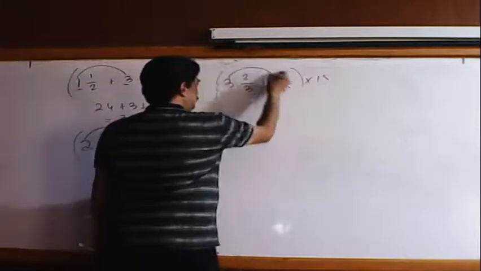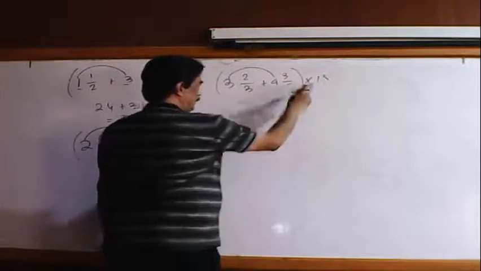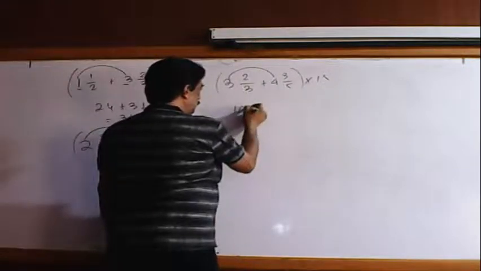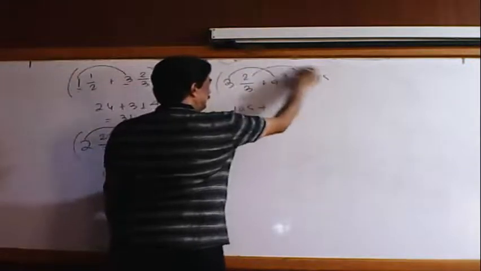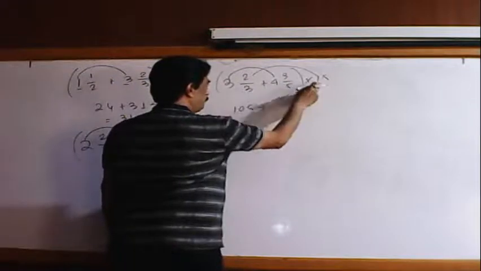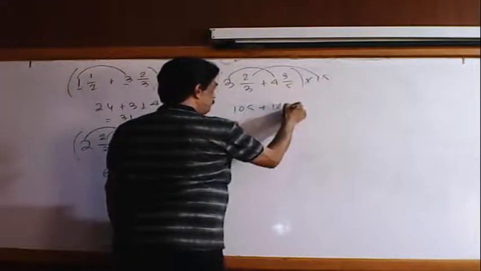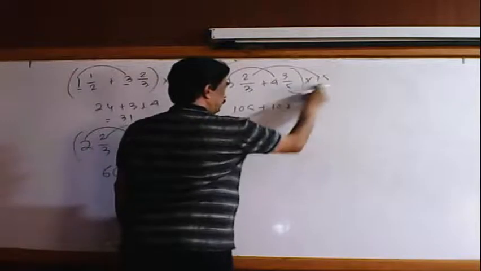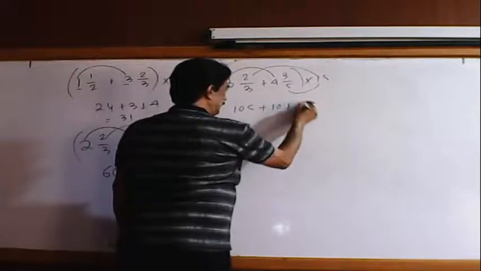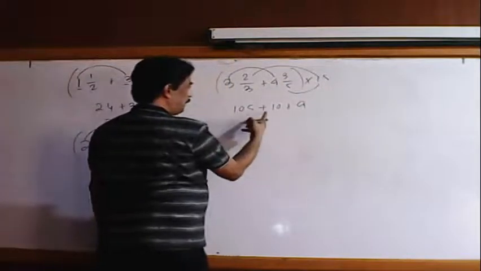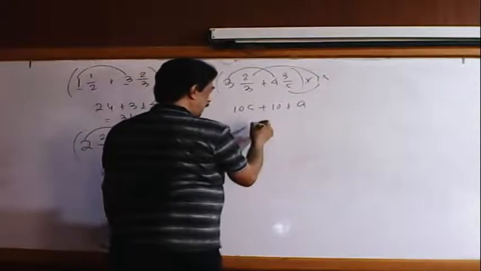First of all, 3 plus 4, 7. 7 into 15, 105 plus. This into 50, your result is 5. 5 to the 10 plus. This result, division is 3. 3 is a 9. So 105 plus 10, 115 plus 9, 124.